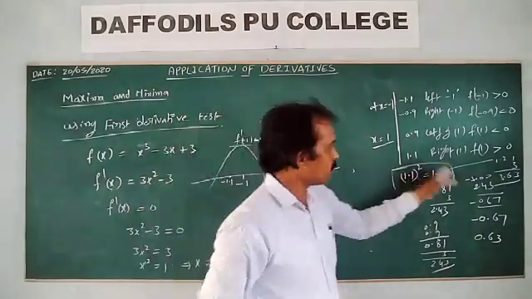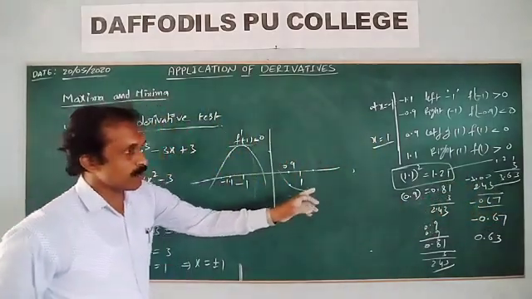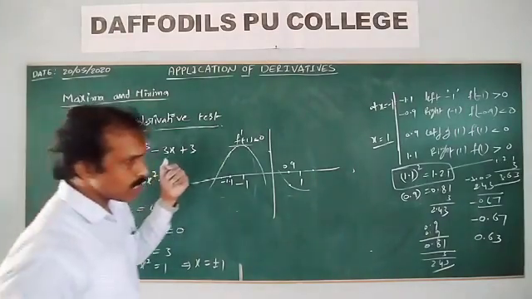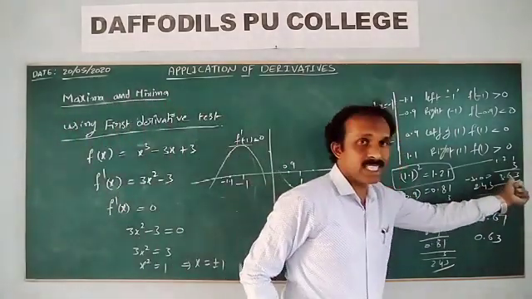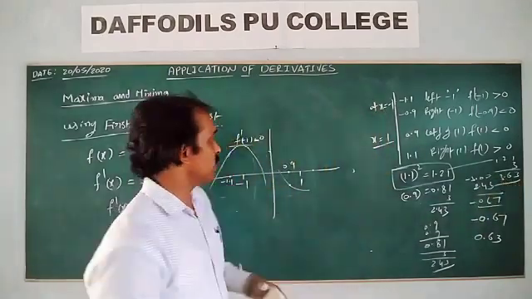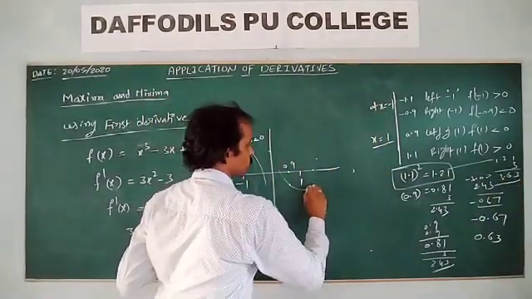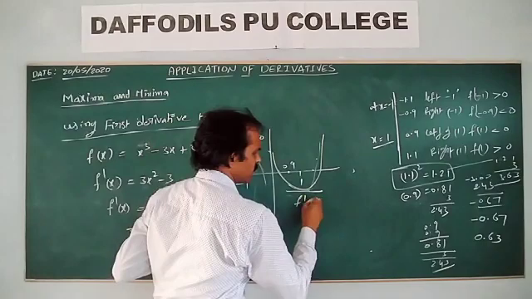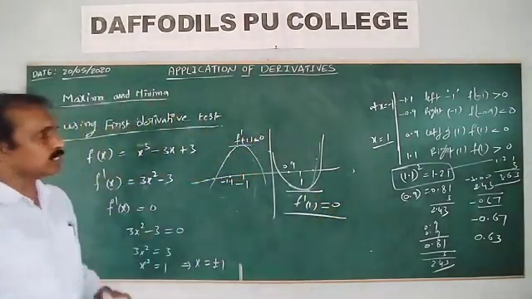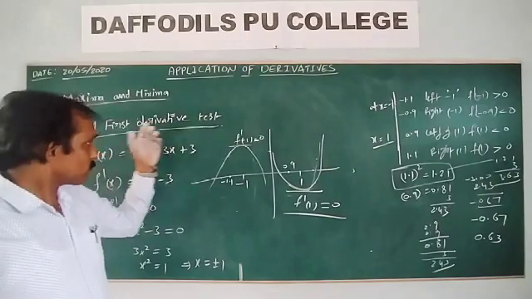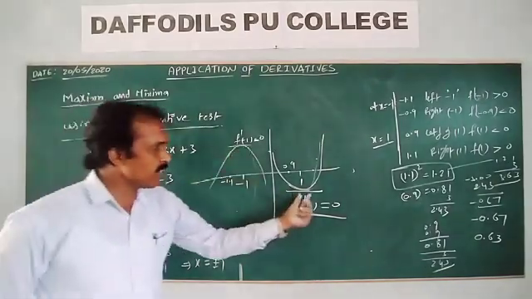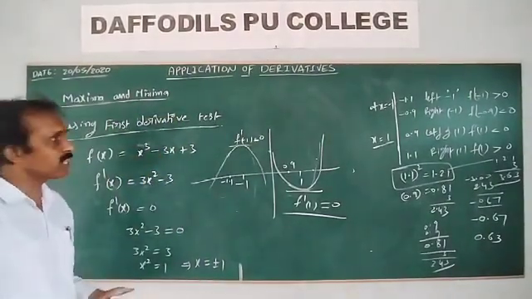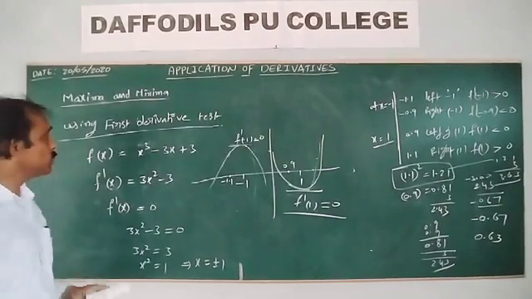And next 1.1. What is 1.1? 1.1 whole square is 1.21. 1.21 into 3, that value is equal to 3.63. 3.63 minus 3, so that value is greater than 0. So like this one. So this one, f dash 1 is equal to 0. Therefore, f of minus 1 is the local maximum value, f of 1 is the local minimum value. This is the first derivative test. Depend on first derivative test. Okay, students.